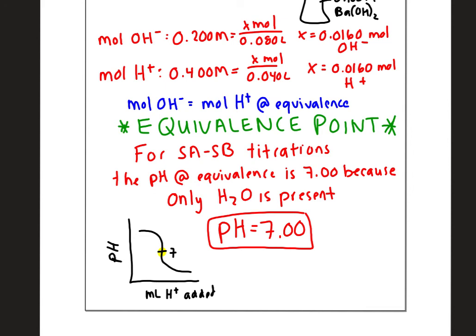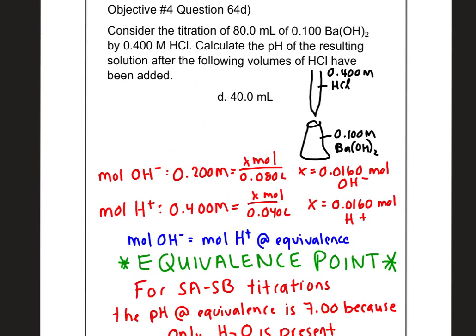What this helps you with for the rest of the problem is you know that letter D was the equivalence point. So that means A, B, and C must be before the equivalence point. So you're going to be using those calculations before the equivalence, and letter E must be after the equivalence point. So that should hopefully give you a frame of reference to help you with the rest of this problem. Good job, everybody.